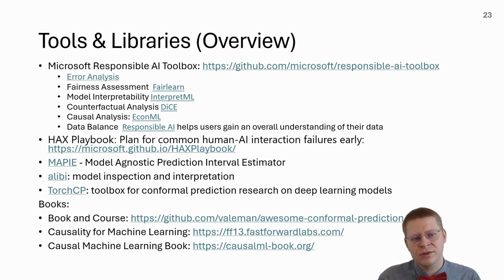These tools and resources provide a strong foundation for integrating fairness, interpretability, and causal reasoning into your machine learning workflows. Use them as building blocks to ensure your AI systems are robust, transparent, and ethical.